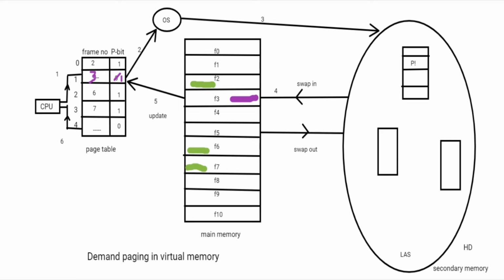So the time taken to perform all these six steps is called page fault service time. Step 1 is here, step 2, step 3, 4, 5, and 6. To complete all this, the time required is called page fault service time. So let's see how effective memory access time is calculated in virtual memory.